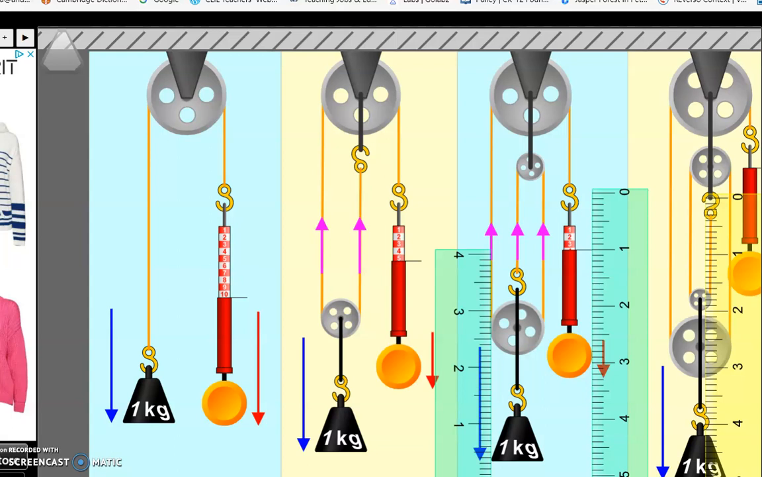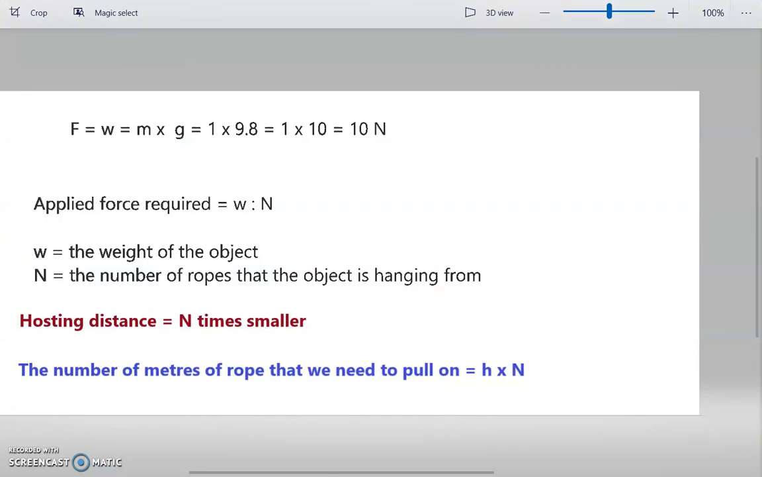Hi guys, in this video we are going to look at the relationship between the applied force required and the number of ropes attached to the object. So here is the relationship.